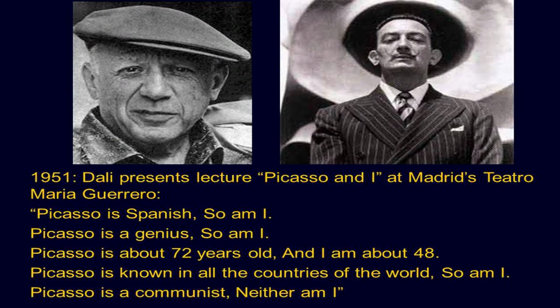1951, Dali also gives a presentation on Picasso that becomes very memorable, and this gives you an idea why. He was in Madrid. He says, "Picasso is Spanish, so am I. Picasso is a genius, so am I. Picasso is about 72 years old. I'm about 48 years old. Picasso is known in all countries around the world, so am I. Picasso is a communist, neither am I."